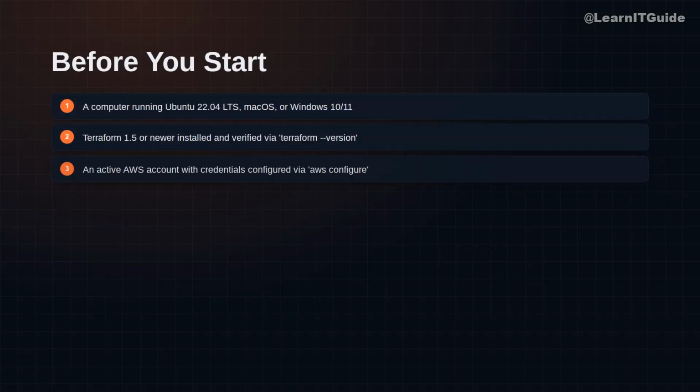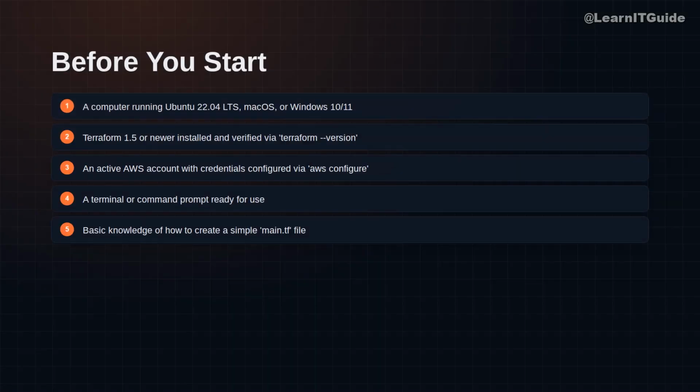Before we start, let us make sure your environment is ready. You need a workstation running a modern OS like Ubuntu, macOS, or Windows. Make sure you have Terraform installed. You can verify this by running the version command in your terminal. You also need an active AWS account with your credentials already set up. If you are on Windows, open your command prompt or PowerShell. If you are on Linux or macOS, any standard terminal emulator works. Take a moment to review each point shown on screen.